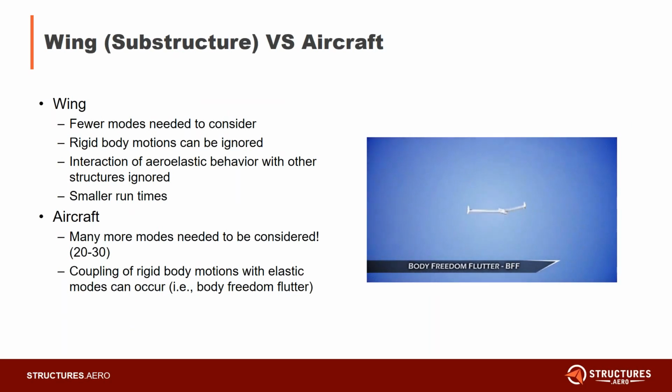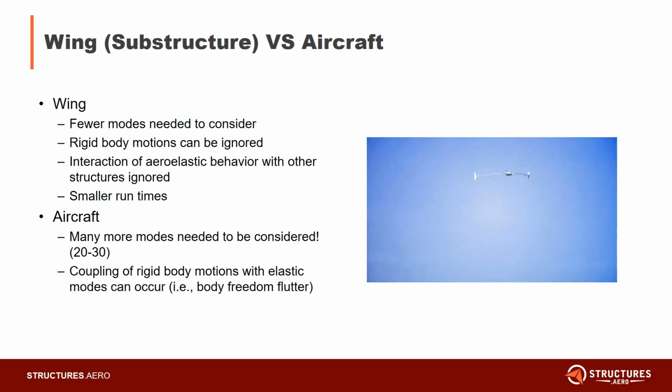Okay. Now, again, there aren't too many differences between doing a full structure and doing a wing. But often with a wing, you don't have to consider the rigid body motion since you don't really have enough fidelity to consider them. So, many fewer modes that you have to consider, which is nice.